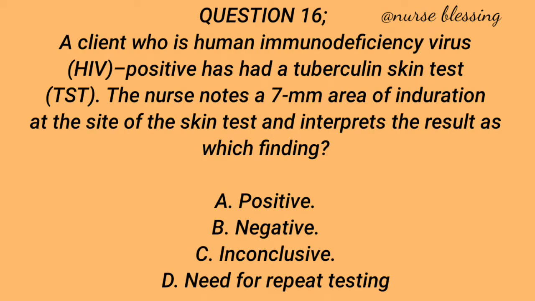Question 16. A client who is human immunodeficiency virus, HIV positive, has had a tuberculin skin test, TST. The nurse notes a 7 mm area of induration at the site of the skin test and interprets the result as which finding? A. Positive. B. Negative. C. Inconclusive. D. Need for repeat testing.